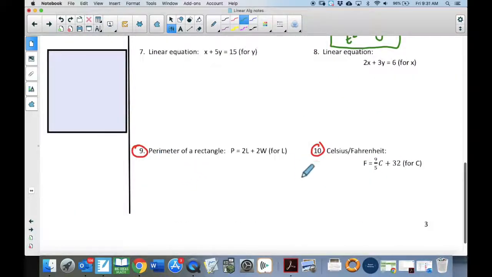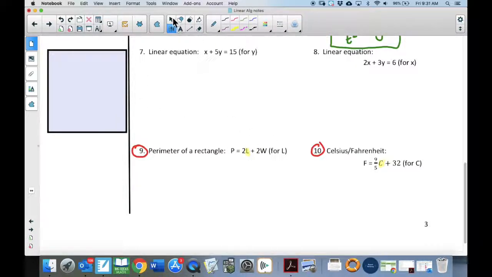Let's look at number 9 and 10. Number 9, we're finding the perimeter of a rectangle. We're solving for L, and so L is what we're solving for. I've highlighted that just to remind us. All right, there are several different operations going on here.